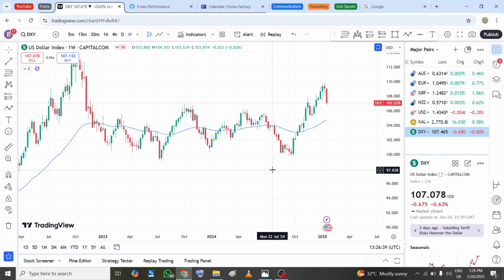The second thing is that I always use the most recent price action. All right, so I do not go so far back into the past. I use the most recent price action to draw my support and resistance and mark it up for the future.